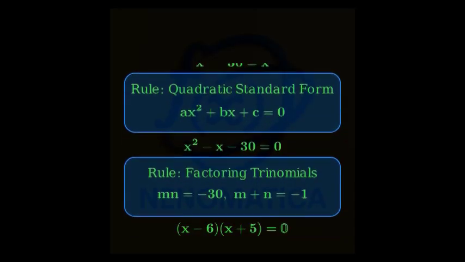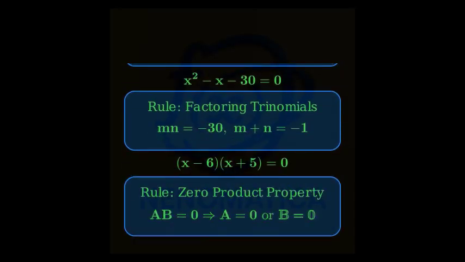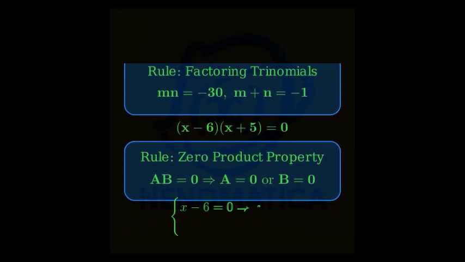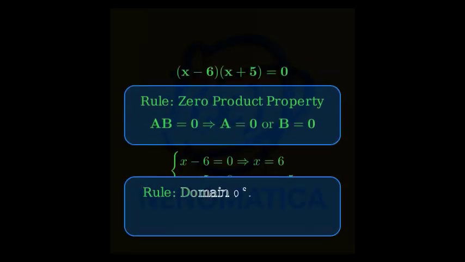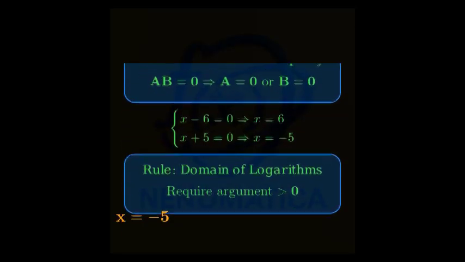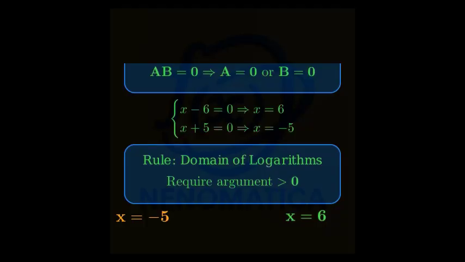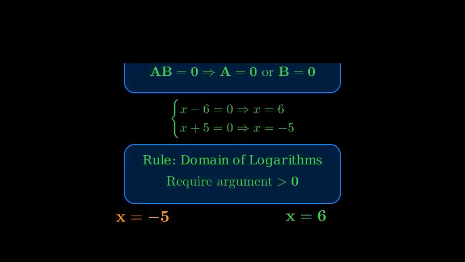Step 4. Apply the zero product property to solve. Step 5. Check the domain. For logarithms, arguments must be positive. X equals negative 5 is invalid because log base 10 of x would be undefined. X equals 6 is valid.